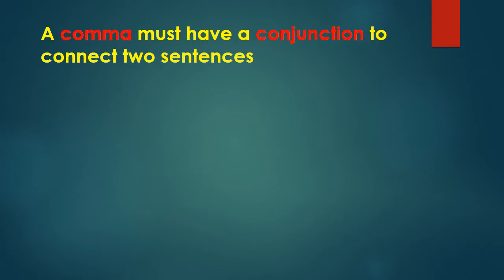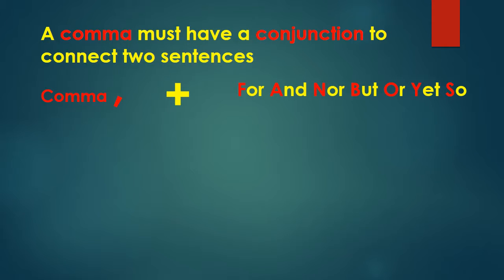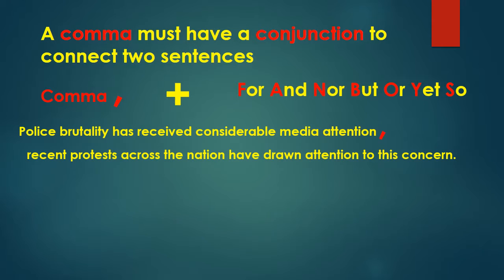So, looking at commas first, remember that a comma must have a conjunction to connect those 2 sentences. Otherwise, you do have a comma splice and an error that could confuse your reader. A comma has to be joined with for, and, nor, but, or, yet, so. I should offer extra credit for those people who can say that 10 times fast. Those are your conjunctions. So you'd have a sentence like this, very current topic. Police brutality has received considerable media attention, comma, recent protests around the nation have drawn attention to this concern. This is an error as it is, so you need to add a conjunction. You've got a comma, you have to have a conjunction to go with it, and in this case, and is appropriate.